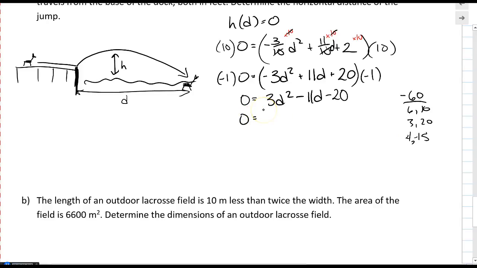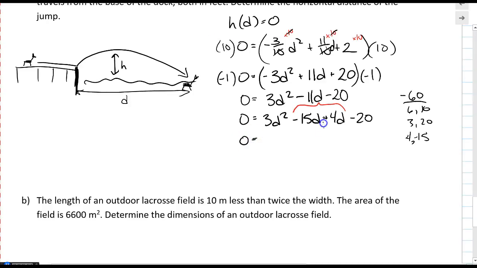From here, complex trinomial factoring, you could do the crisscross method. I'm going to do the sort of split binomial method. So I've got 3d squared minus 15d, and again, it doesn't matter which one you put first, and then plus 4d minus 20. So again, I've just split that 11d into 2 pieces.